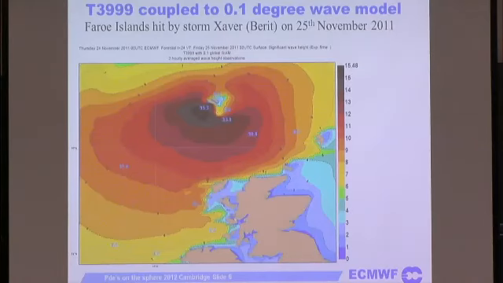When we run this at T3999, coupled to the high-resolution 0.1 degree wave model, you can see that the wave height is really well captured, and we get the 15 meters as observed, and an overall better match to the observations. We did some sensitivity studies and found that not only the improvement in the resolution of the wave model contributed to this, but also the improvement in the horizontal resolution of the atmospheric model.